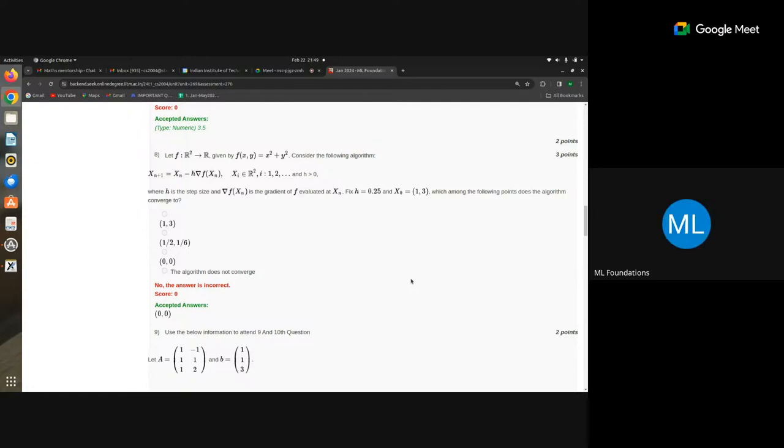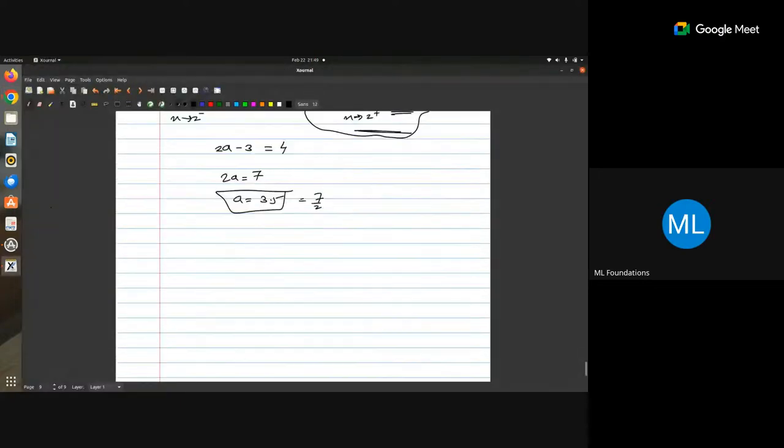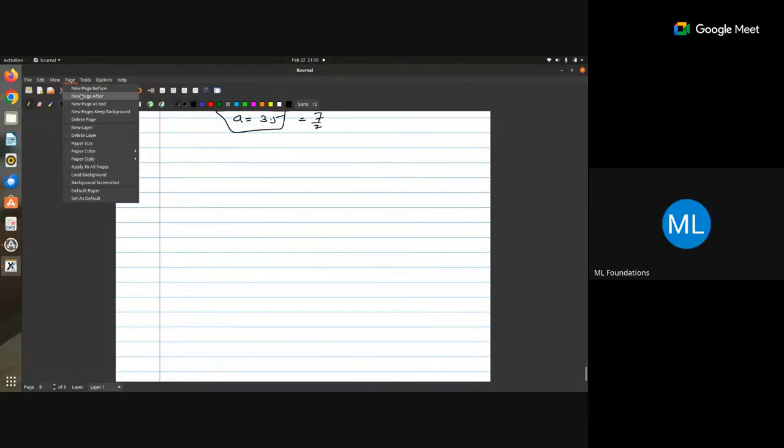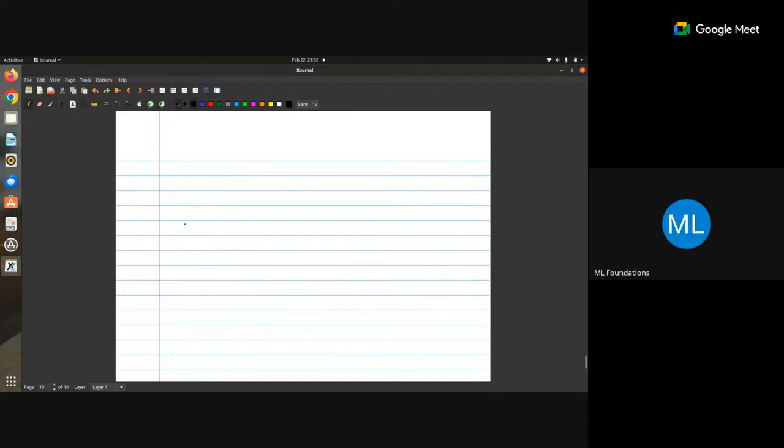Okay, so we haven't seen this yet. Converging means what, generally? Sir, it is like you are reaching a limit, right? So after so many iterations, you are approaching a similar value, right?